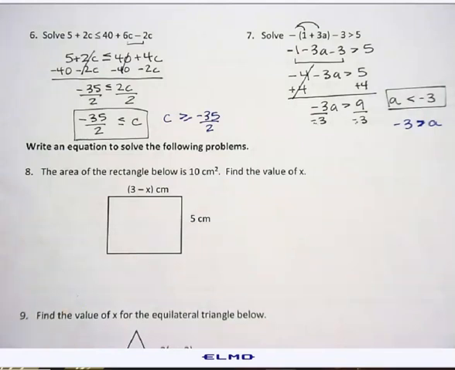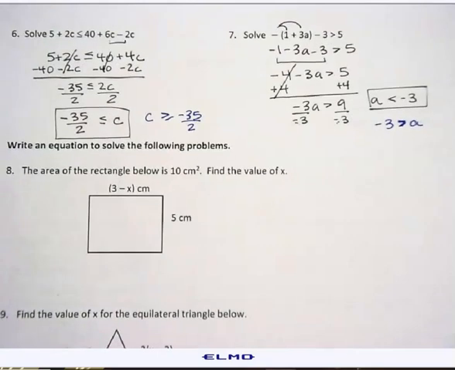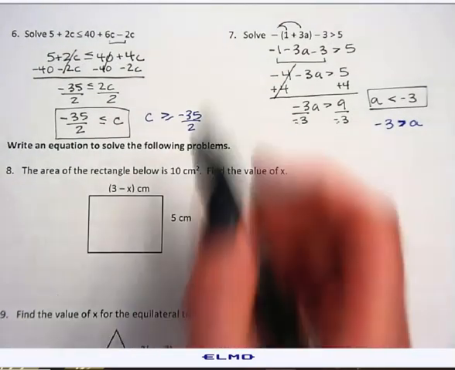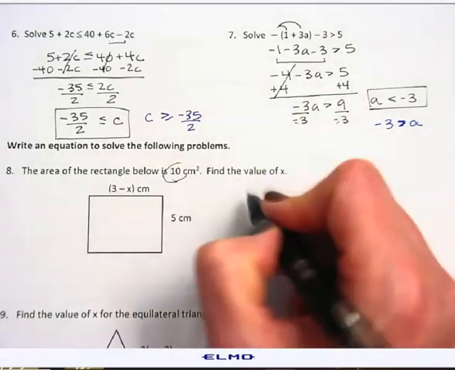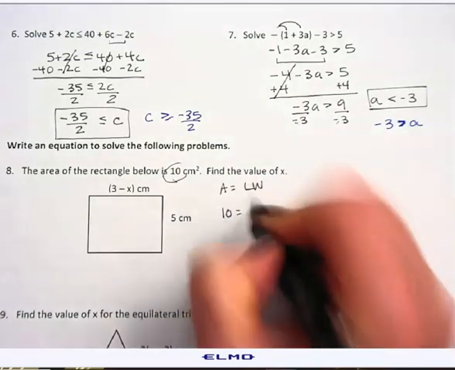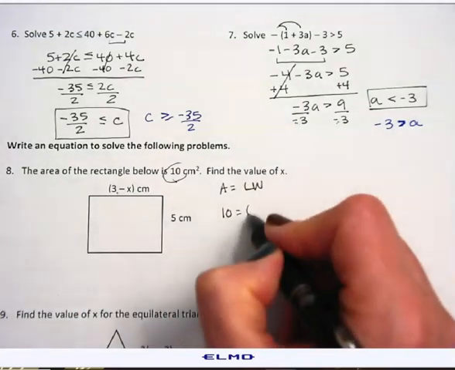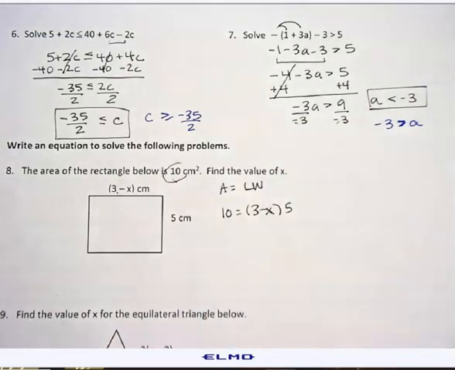For these last 3 problems, I'm going to help you set up the equation and then ask you to pause your video to solve. On 8, we're being told that the area of this rectangle is 10. Remember, area is length times width. So that means 10 equals 3 minus x times 5. And then solve from there.